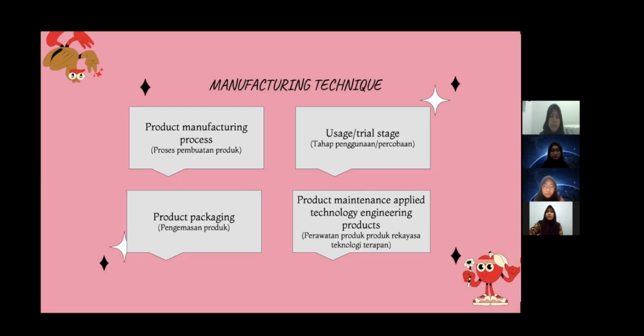Next is manufacturing technique. At the last point, namely the manufacturing technique, there are several steps. First is product manufacturing process. Second is usage or trial stage. Third is product packaging, and the last is product maintenance applied technology engineering products. Next.